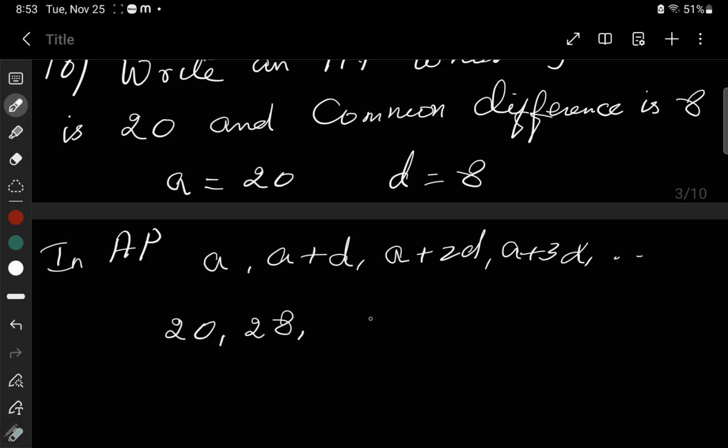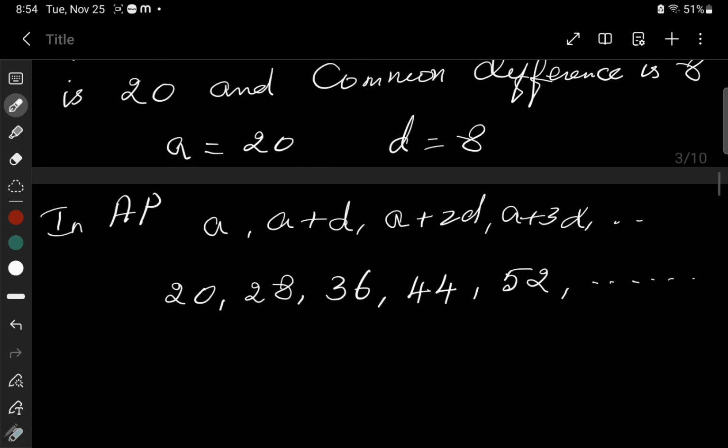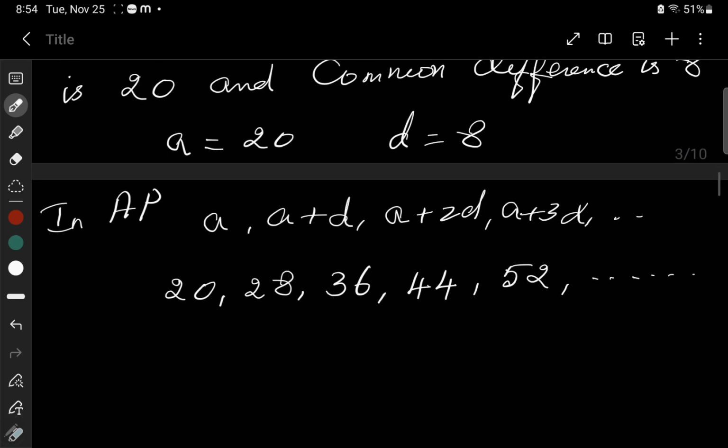Then again you add one more D here, 28 plus 8, that is equal to 36. Then add one more D, 36 plus 8 is 44. Then add one more D, 44 plus 8 is equal to 52. At least 5 terms you have to write when they ask you the sequence. So this is the required AP sequence.